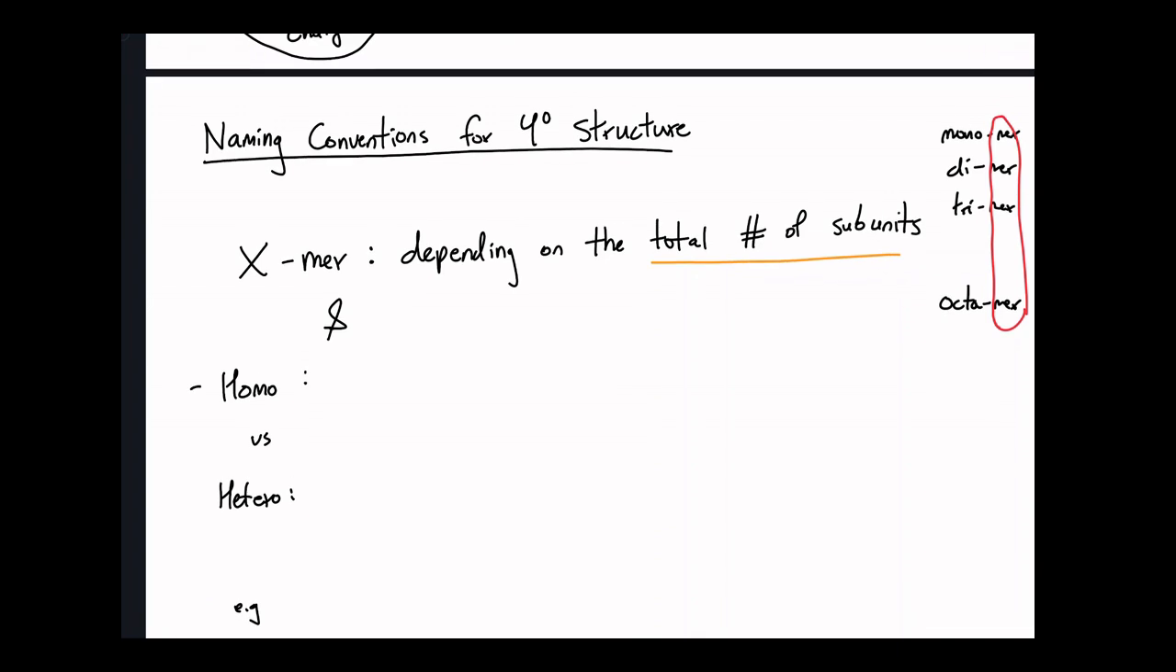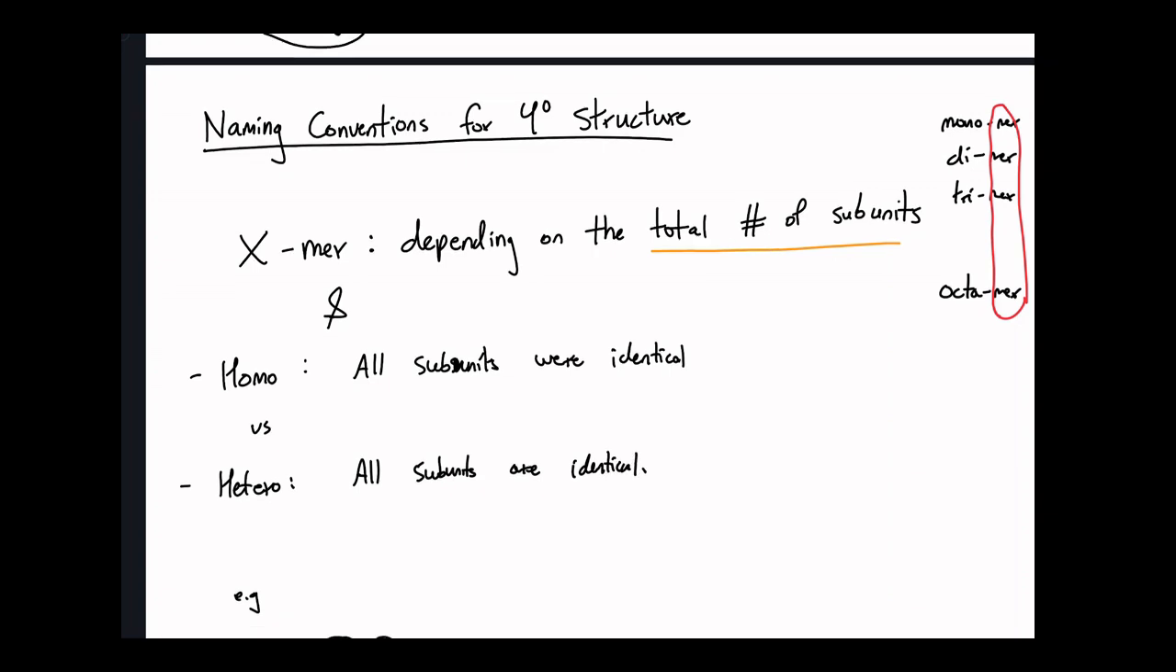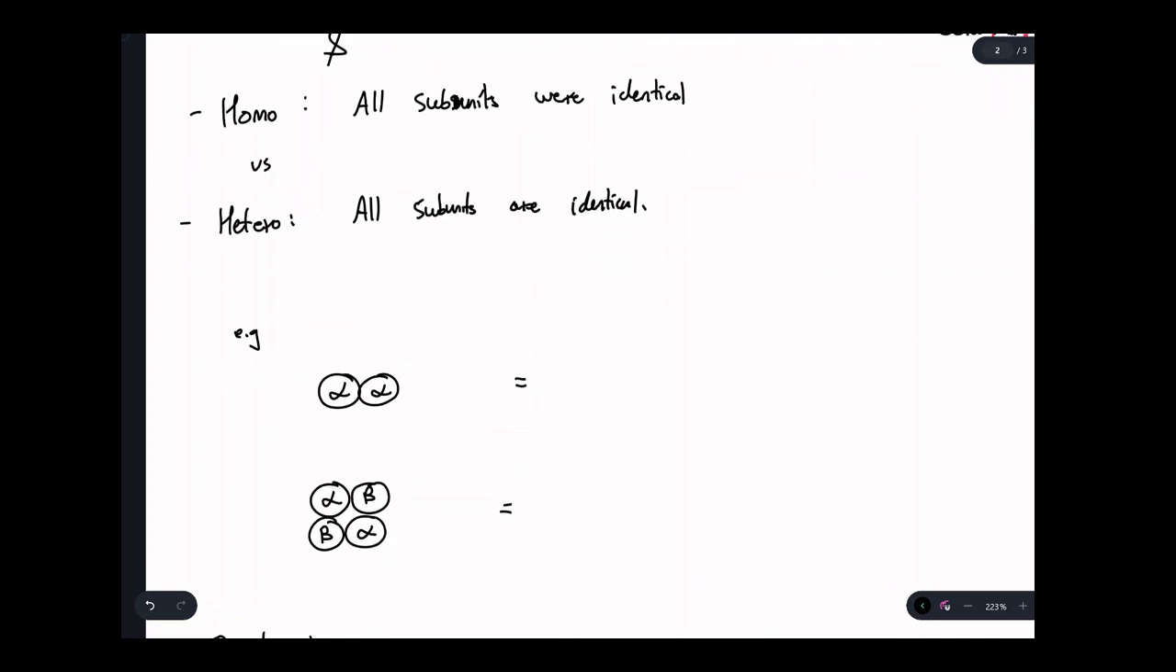Then the other term we need to be aware of is homo versus hetero. For a homodimer, for example, we'd say that all of the subunits, so all of the individual polypeptide chains, were identical. They were the same to start, right? I'll cover examples below in a moment. We call it a heterodimer, for example, if all subunits are not identical, if there are different subunits that make up the protein. With that in mind, let's do a couple examples. We'll do these together, and then I'll give you a question below to wrap up the topic.